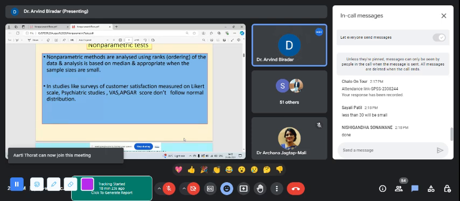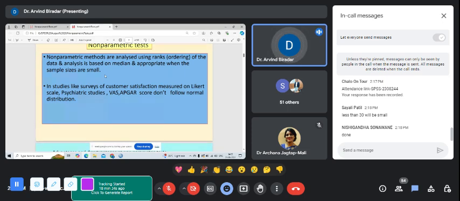Small sample size tests are there, and large sample tests are also there. I don't want to create any confusion, but small depends upon the sample size. If n is less than or equal to 30, it is a small sample; if n is greater than 30, that is a large sample.